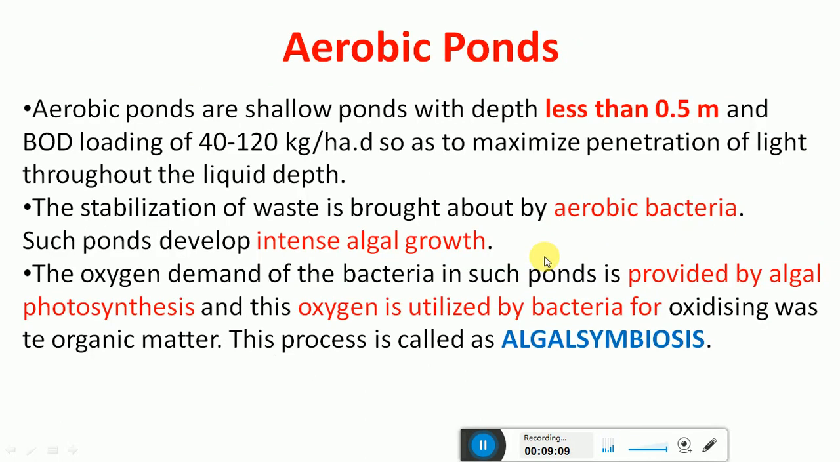Okay. So here first we have something called aerobic ponds. These aerobic ponds are shallow ponds with depth less than 0.5 meter and BOD loading of 40 to 120 kg per hectare per day, so as to maximize penetration of light throughout the liquid depth. This sunlight penetration is equally important in this case, because the algae has to use sunlight for photosynthesis to give out oxygen by taking the carbon dioxide which is given out by the bacteria present in the wastewater during the process of oxidation.